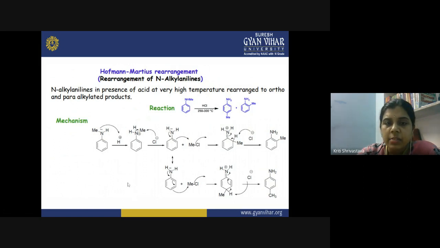Now let us see what is the mechanism of the Hofmann-Martius rearrangement. So this is the N-alkyl aniline, and you can see that the reaction takes place in the presence of acid. So you have protons in the reaction mixture. These protons would be attracted by the lone pair of electrons on nitrogen, so they will attack on them.